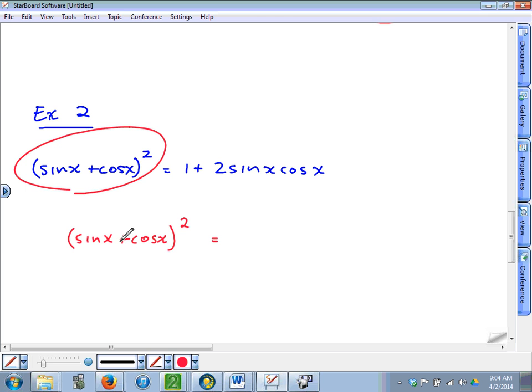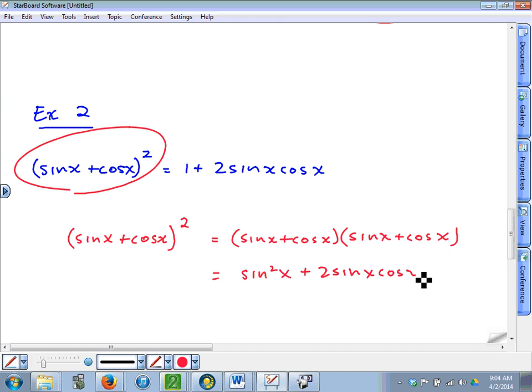You can FOIL this using the FOIL method, sine plus cosine times another sine plus cosine. Sine of x plus cosine of x times another sine of x plus cosine of x. If you use the FOIL method, this becomes sine squared of x plus 2 sine of x cosine of x plus cosine squared of x. And maybe now you'll see that this one isn't so bad.